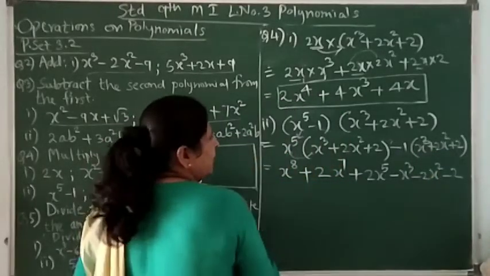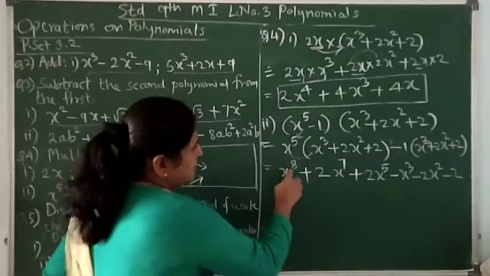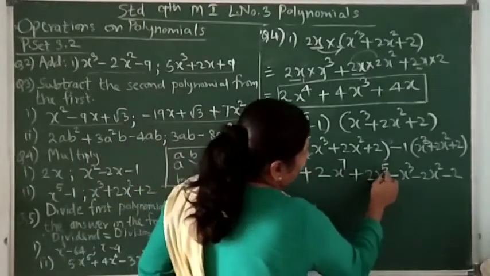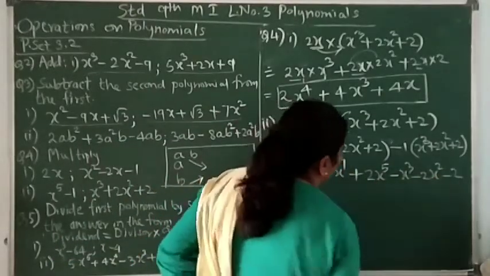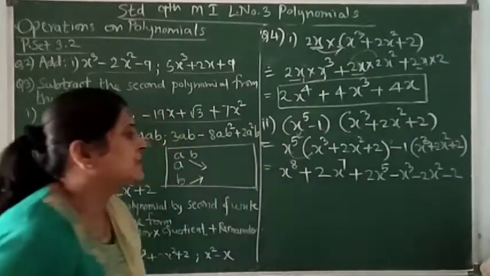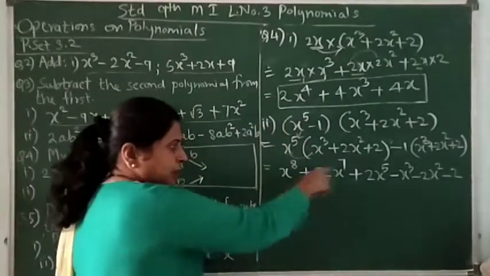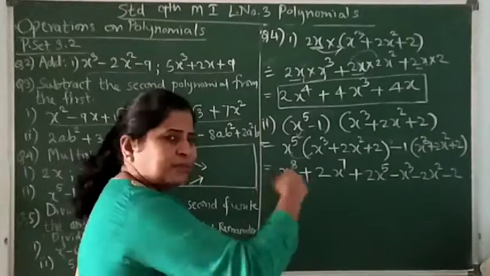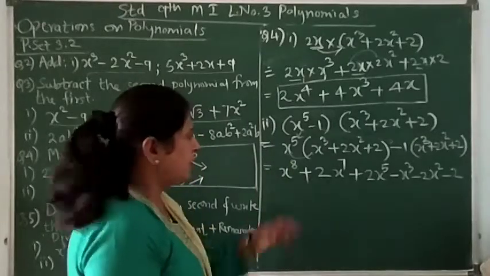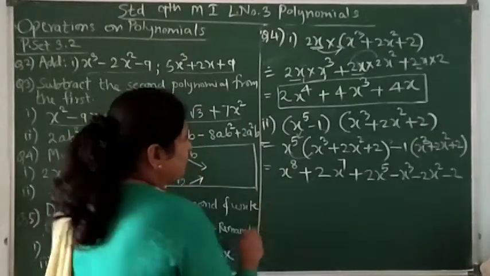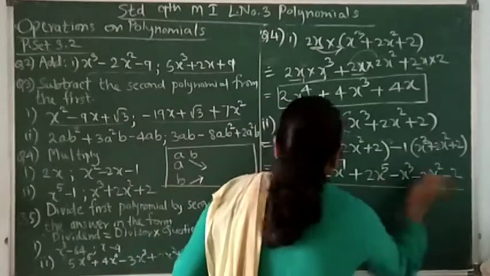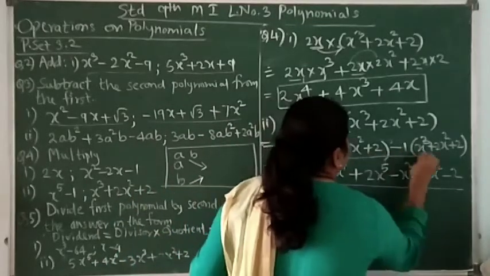Now let's come to the highest. Which is the highest? 8, then 7, 5, 3, 2. We have got our answer here only. We do not have any like term among all these terms. Each term is a single term. That's why we cannot add it further. So that is going to be our answer of the multiplication.